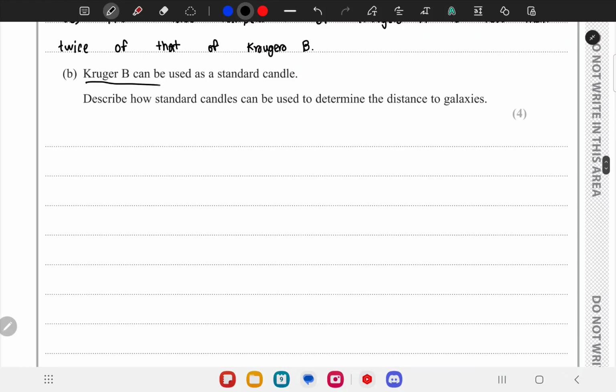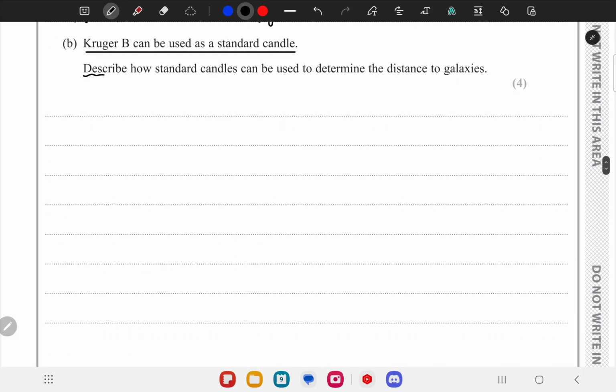Now we are told that Kruger B can be used as a standard candle. In this question we have to describe how standard candles can be used to determine distance. So we just need a basic overview of how the standard candle method is used. We have to define what a standard candle is at first. So standard candles are basically objects in space that have a luminosity that we know. So stellar objects with known luminosities.